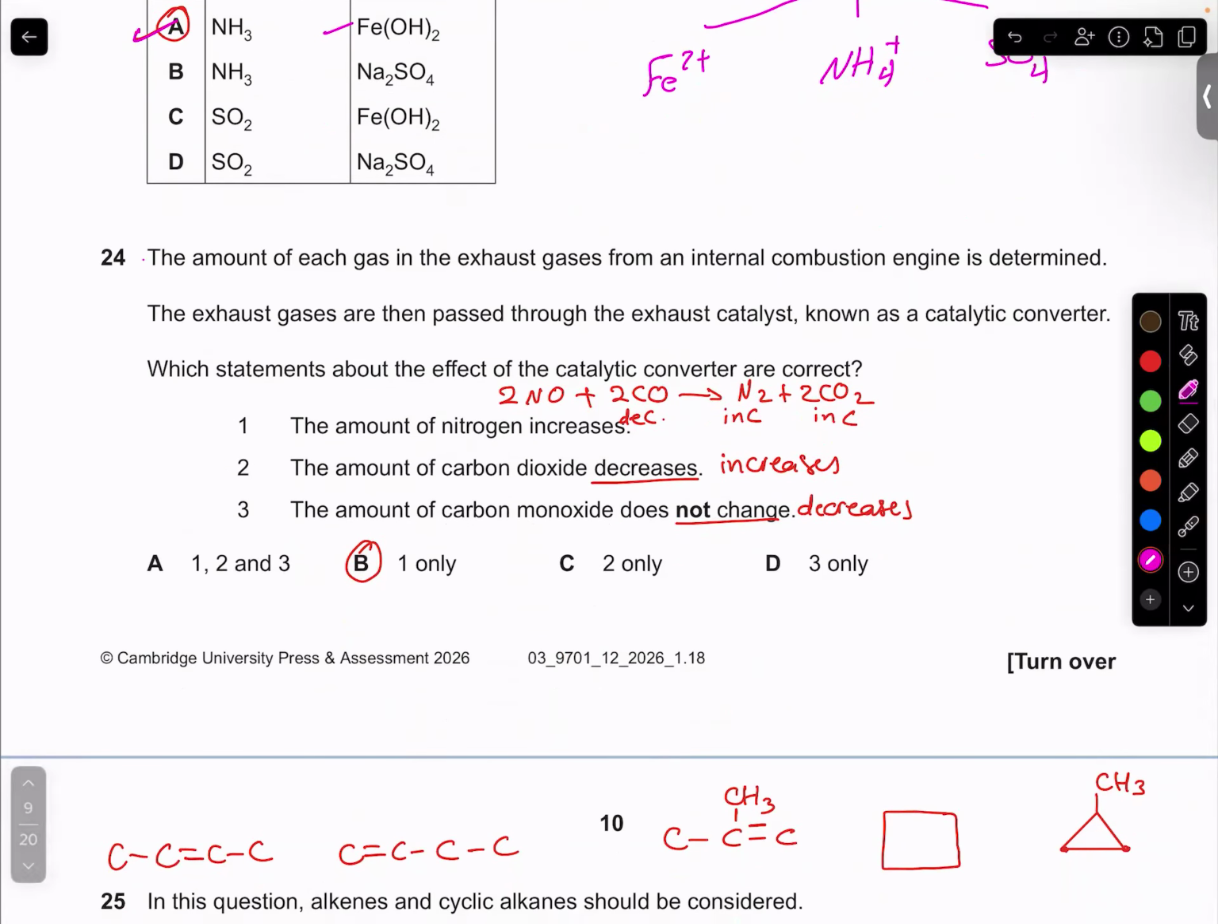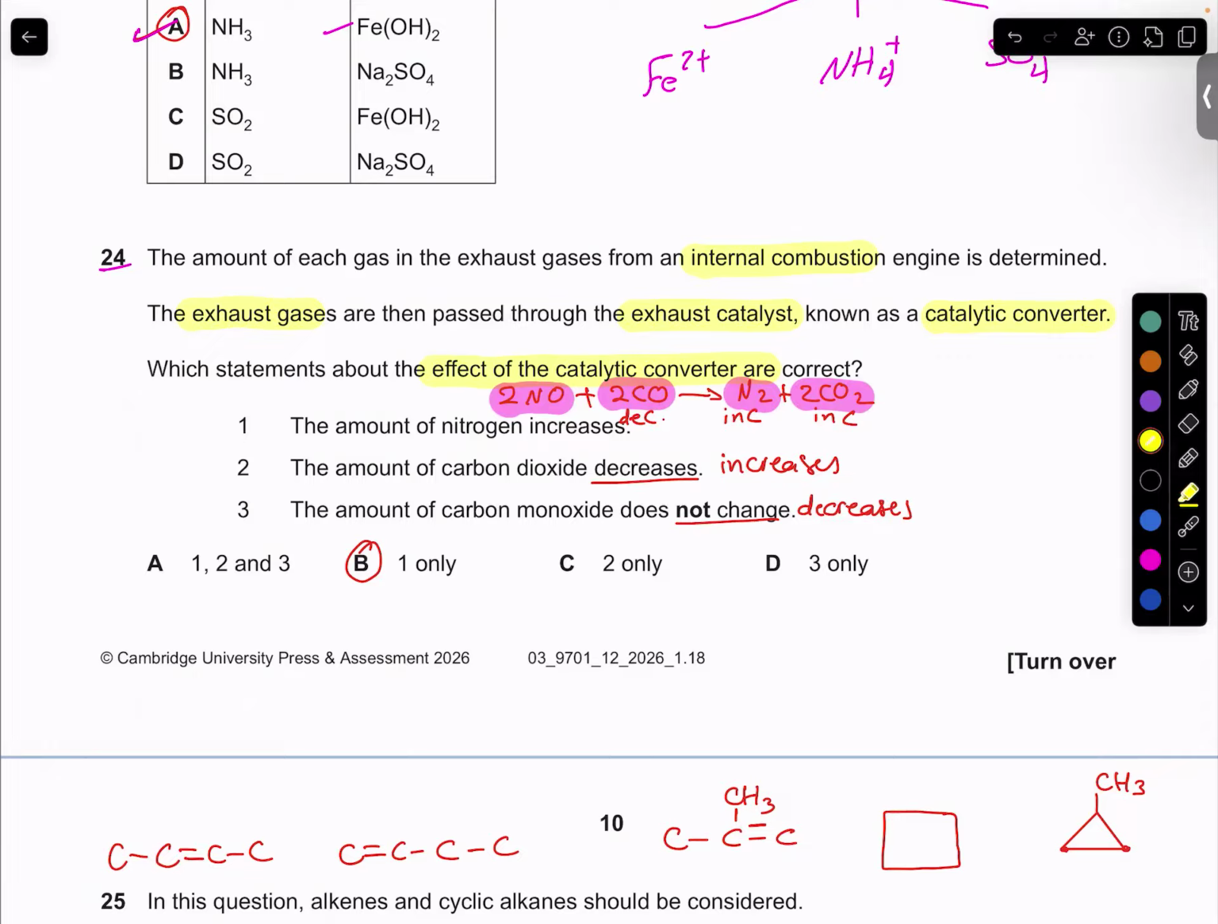Question number 24. The amount of each gas in the exhaust gases from the internal combustion engine is determined. The exhaust gases are passed through the exhaust catalyst known as a catalytic converter. Which statements about the effect of the catalytic converter are correct? In the catalytic converter, we know that NO reacts with CO: nitrogen monoxide plus carbon monoxide gives N2 plus CO2. This is what happens in the catalytic converter.